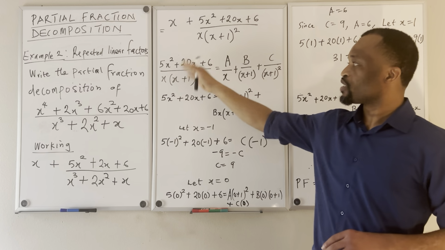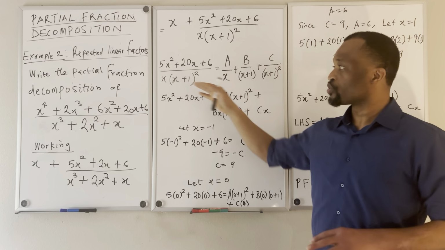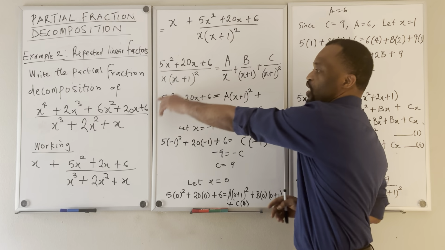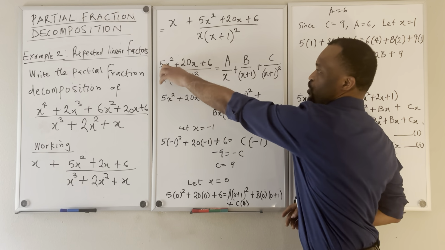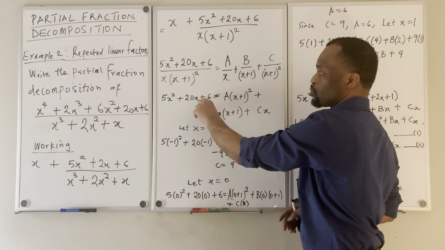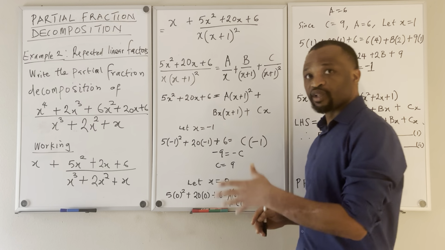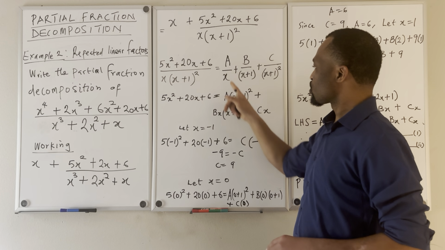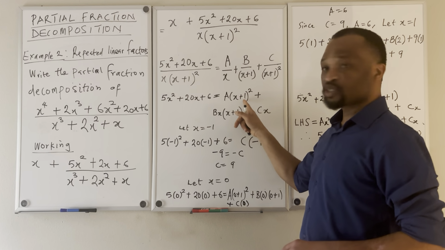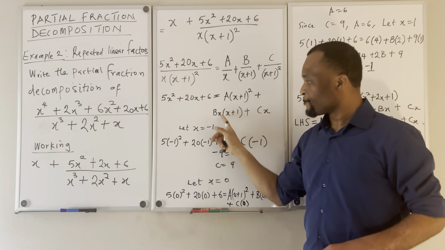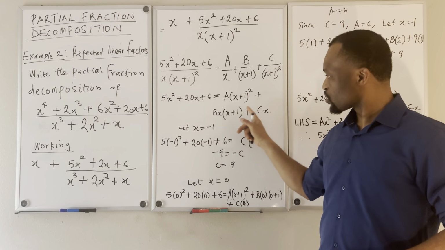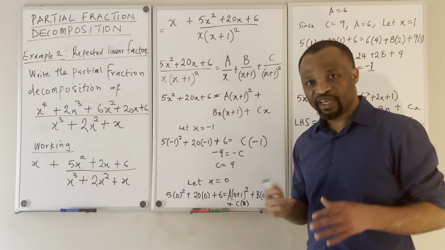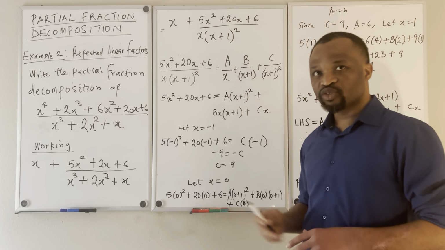And we'll multiply both sides of these expressions by x into bracket x plus 1 raised to power 2. We would have just the numerator left. We'll have this expression 5x squared plus 20x plus 6 on the left hand side, and what we'll have on the right hand side here would be a x into bracket x plus 1 raised to power 2 plus bx into bracket x plus 1 plus cx.